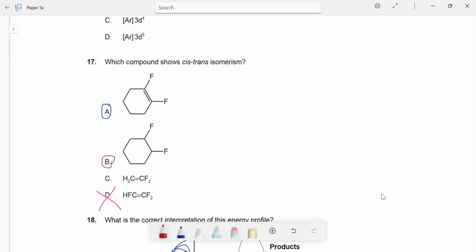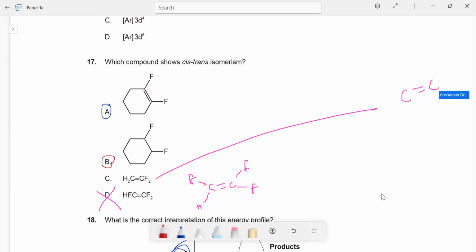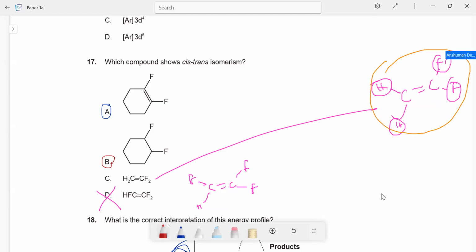Can you draw all the options over here? See, this option cannot be. We draw all the options over here like this. This also can be cis. You have to have different groups over here, not the same group. See, the same group is there. Gaia, can this be cis? It cannot be because the same group is there on the carbon, isn't it? It cannot be.